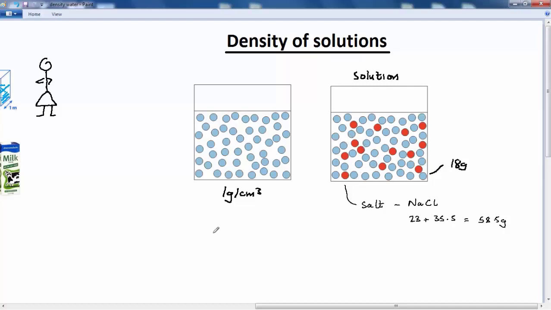Likewise, as with the hot and cold water, there's a practical demonstration of this where you can see clearly that you can float pure water mixed with food colouring on top of salt water mixed with food colouring, because the pure water has got a lower density.